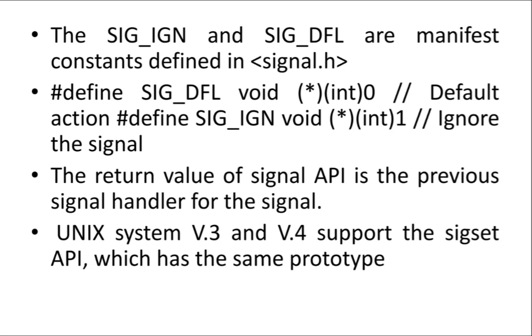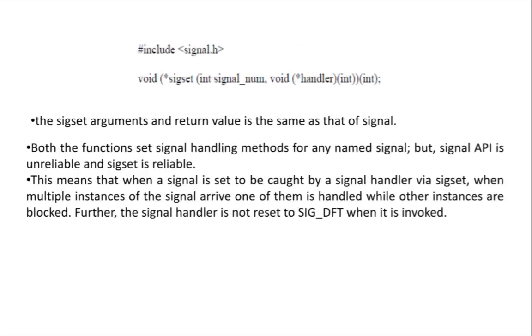Especially sigset is supported in versions V3 and V4. You can see here signal.h. Obviously, instead of signal, what is the API I am using here? sigset. The syntax is the same for signal and also for sigset. Getting it, guys? The sigset arguments and return value are the same as for signal. I already told you, whatever the arguments, whatever the return value, each and everything will remain the same for signal and sigset.